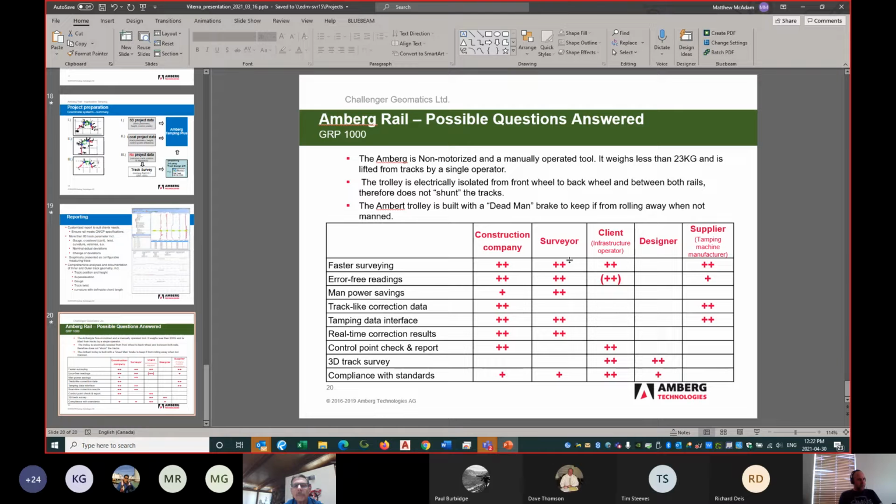So for us as a surveyor, faster surveying, error-free readings. There's manpower savings compared with doing it traditionally. And then you've got the tamping data interface and the real-time correction results. So I think a lot of the projects that we get involved in, this is very helpful. And thinking about it on the client side as well, there's benefits to our client and the construction company. That is about all I had prepared for you guys. So if anybody's got any questions, I can do my best to answer them.